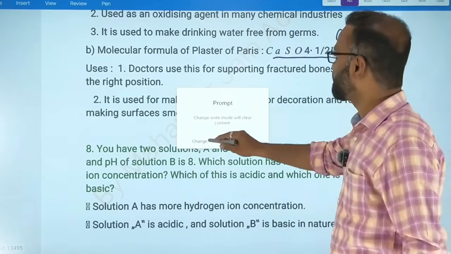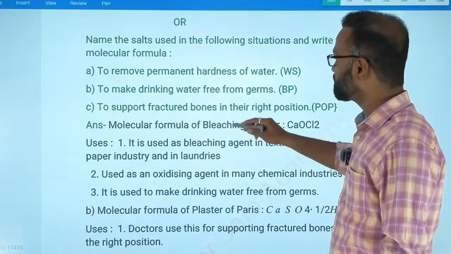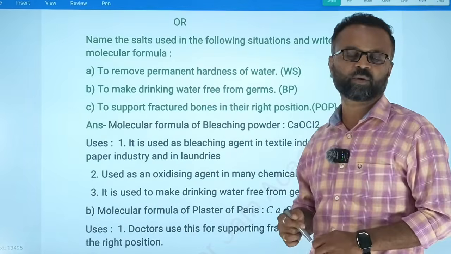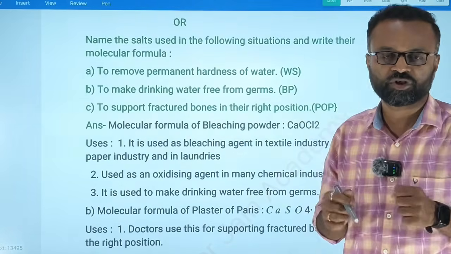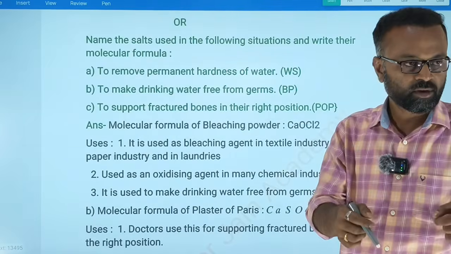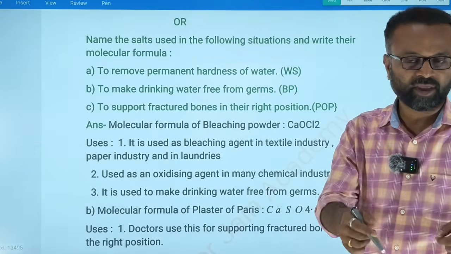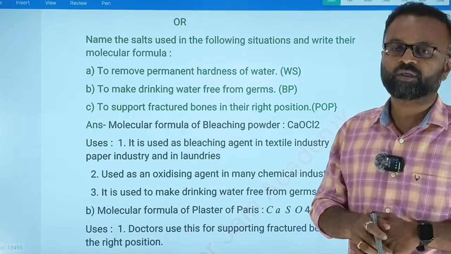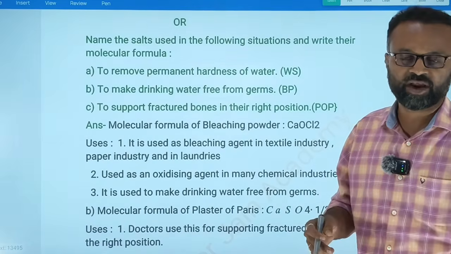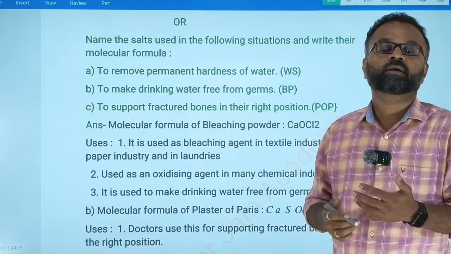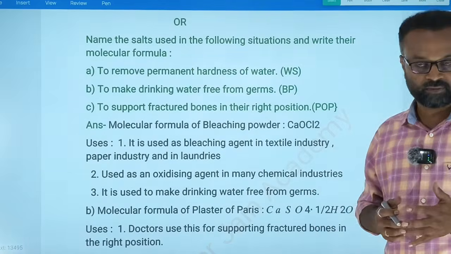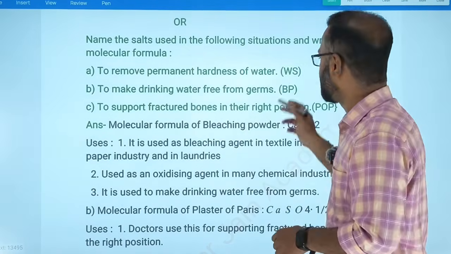Now see here, for example. To remove the permanent hardness of the water, when your mothers are washing the clothes, what does she do first? She puts the clothes in the bucket and adds some detergent, right? What is the detergent? That is washing soda. Why is she adding that? To remove the hardness of the water. Okay, then that is washing soda.